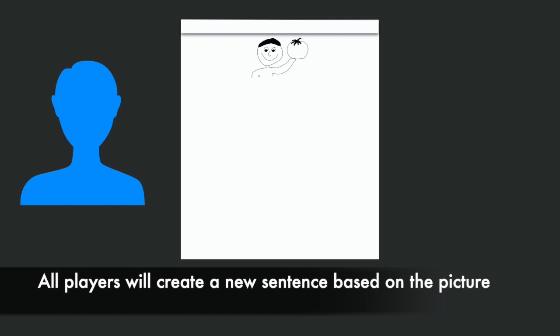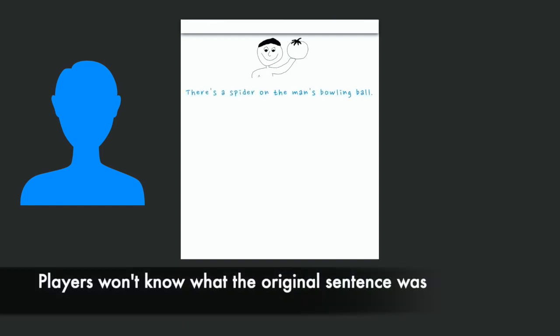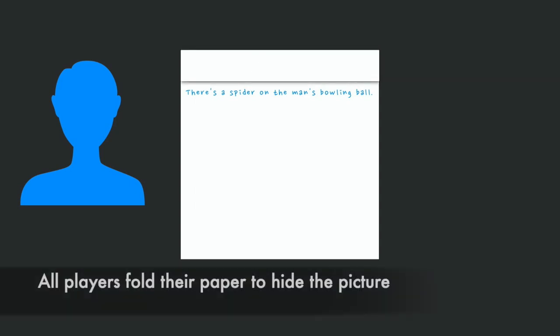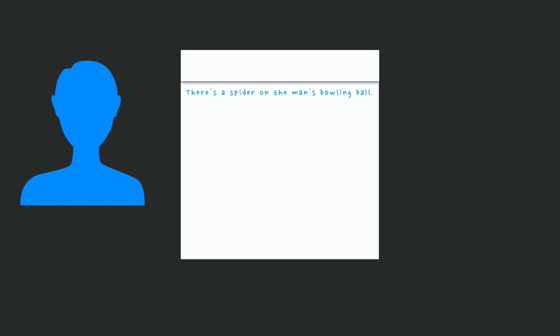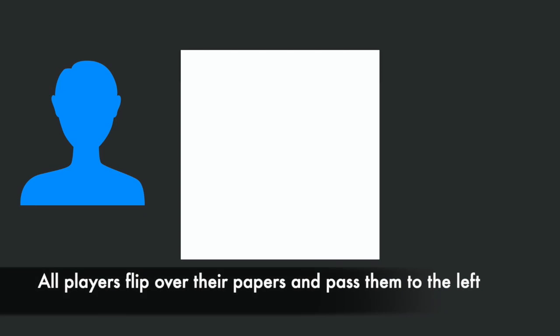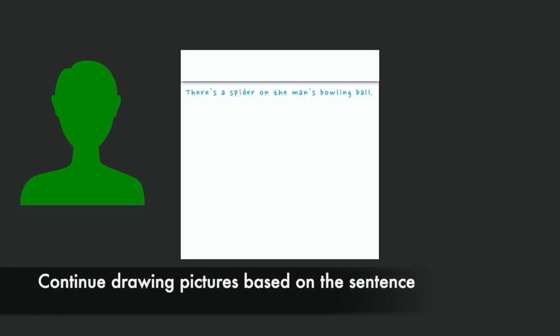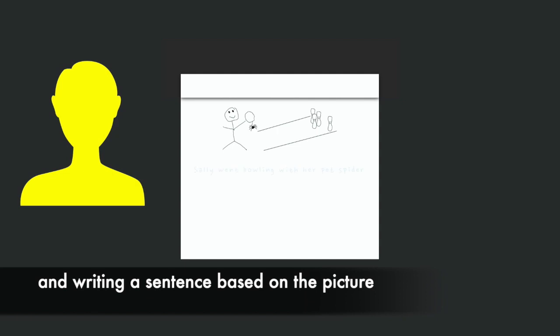They will now have to create a new sentence based on the picture they see. They will not know what the initial sentence was. They will have to make their sentence only based on what they see in the picture drawn by the previous player. After completing their sentence, that player will fold their paper so the picture they saw is hidden and only their sentence is visible. After doing this, they will flip their paper over and pass it to the player to their left. This will continue with players alternating between drawing a picture based on the sentence they see and writing a sentence based on the picture they see until the end of the game.